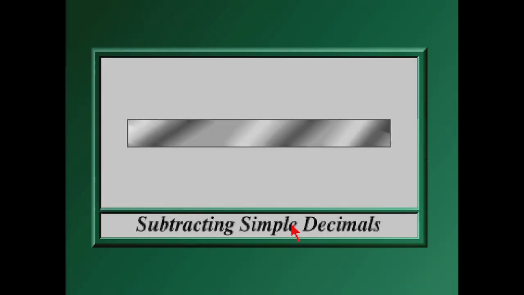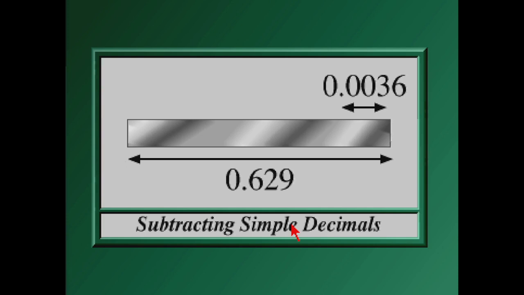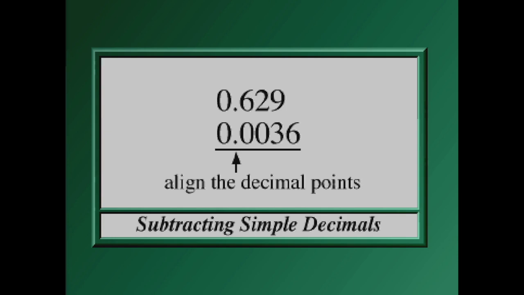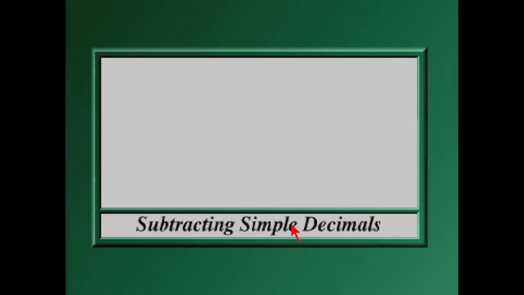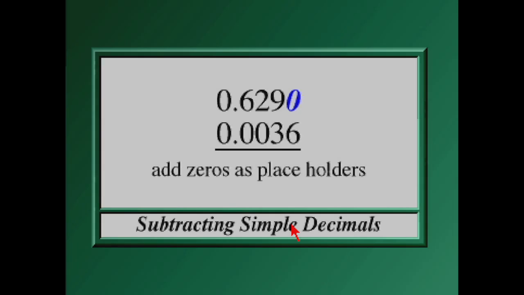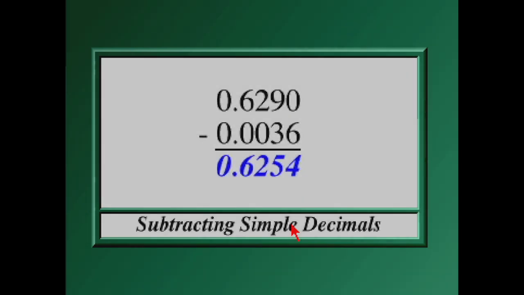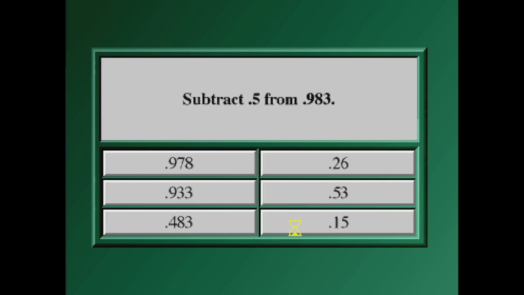In the work setting, you might be asked to shave 36 ten-thousandths inches off a piece of metal 629 thousandths inches long. First, align the decimal points. Next, make sure the tenths are under tenths, the hundredths under hundredths, and so forth. Add zeros as placeholders so that the minuend has the same number of places as the subtrahend. Subtract as usual, keeping the decimal point in proper alignment.